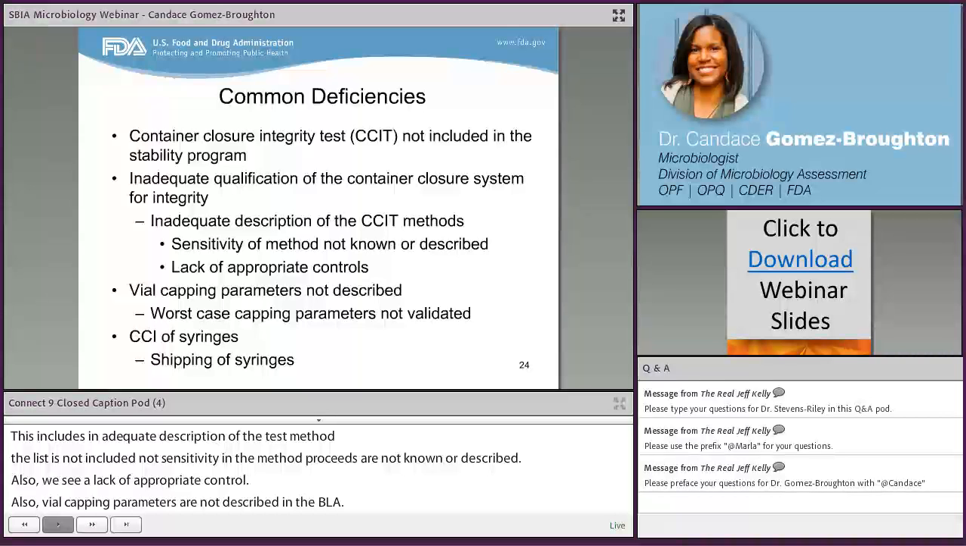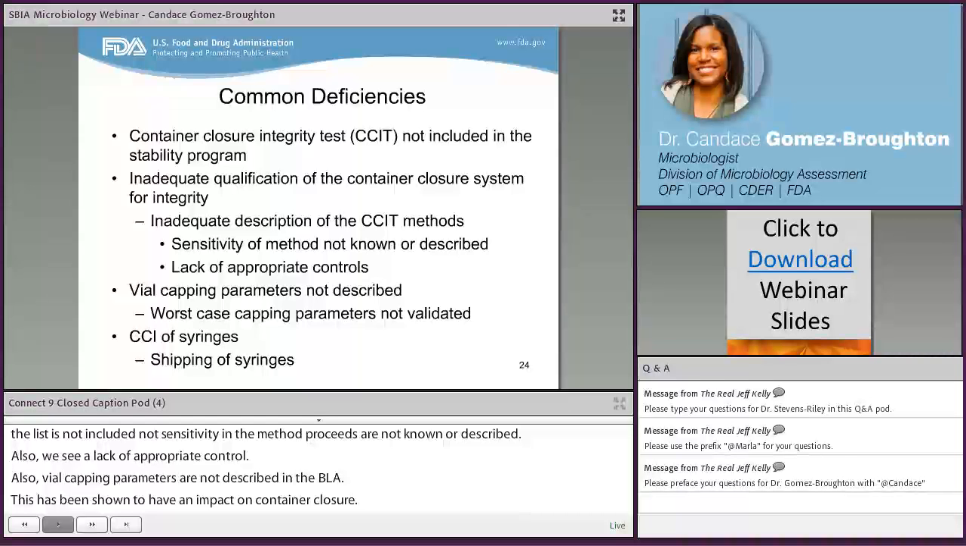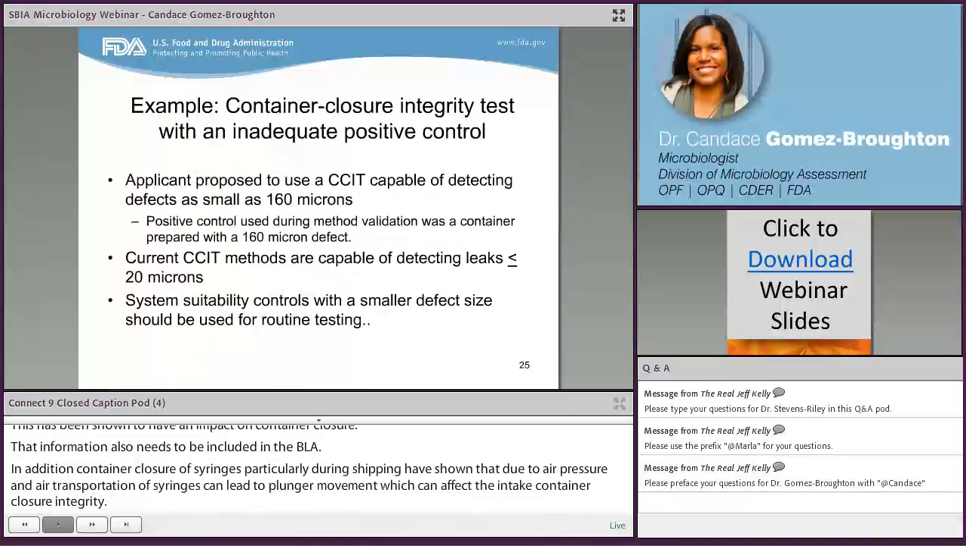In addition, regarding container closure integrity of syringes, particularly during shipping, studies have shown that due to air pressure in air transportation, syringes can experience plunger movement, which can affect the container closure integrity. Those studies have to be done adequately and described fully in the BLA.